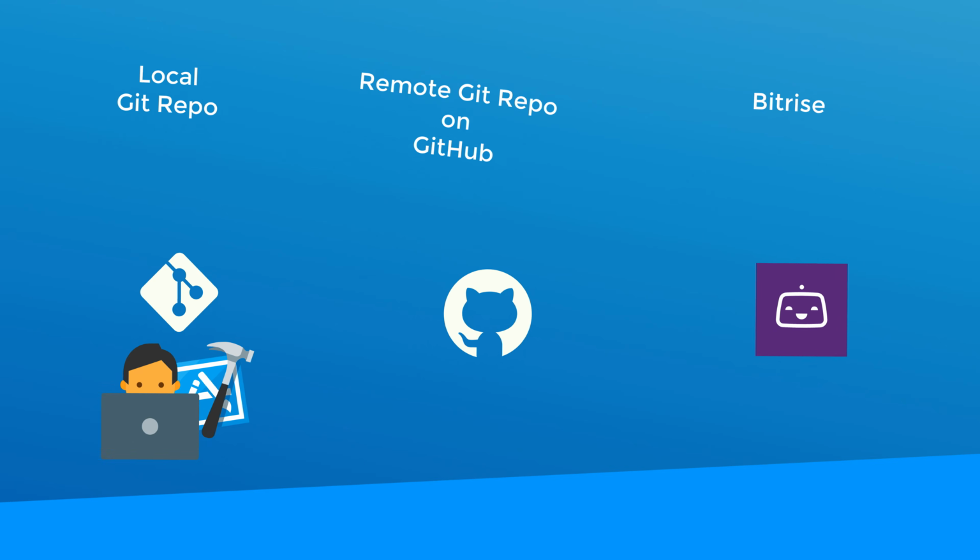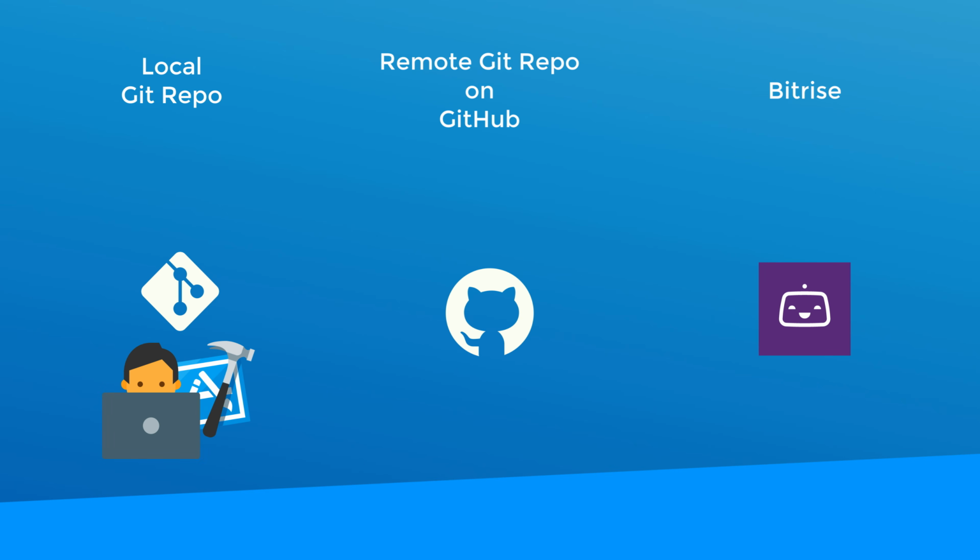Okay, so here's what we're out to accomplish. First, we're going to create a remote Git repository on GitHub to store our code. Then on our own computer, we're going to create our Xcode project. We're going to create a local Git repository and then point it to the remote one on GitHub. This will allow us to push our newly created Xcode project to GitHub as well as any future code changes.